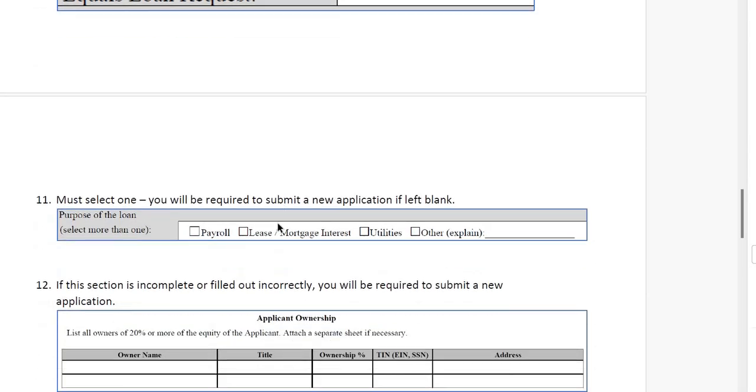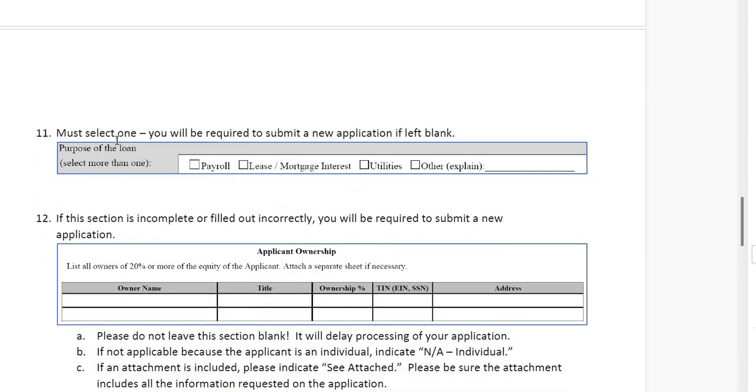Number 11 on the SBA instruction guide, must select one. You will be required to submit a new application if left blank. Purpose of the loan, and it asks you to check at least one that you intend to use this for: payroll expenses, lease or mortgage interest, utility payments, or other. And it leaves you to explain what else you're going to use it for.